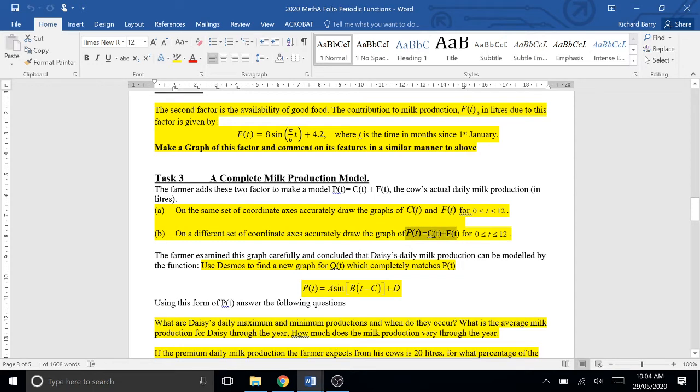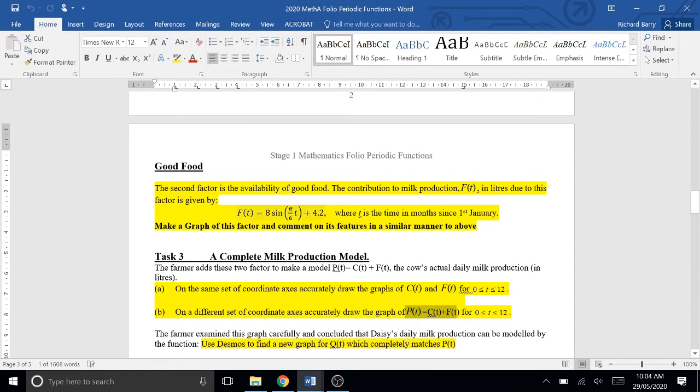Welcome to the wonderful world of Task 3 in your maths folio. Here, we're going to do something a little bit different. So we're going to continue working on our model. We have two things that are going to influence our model.